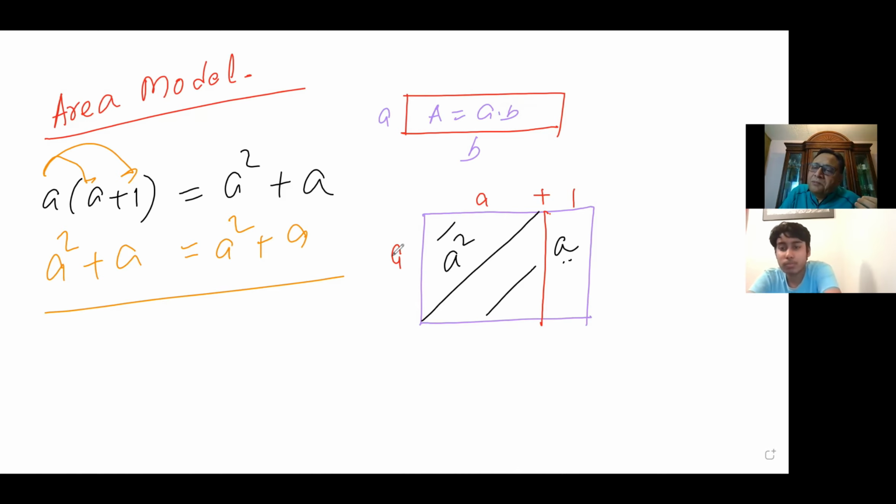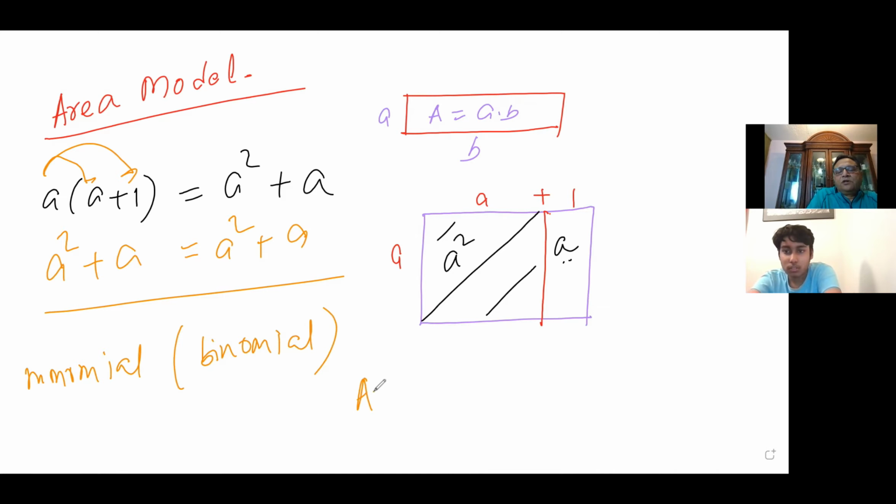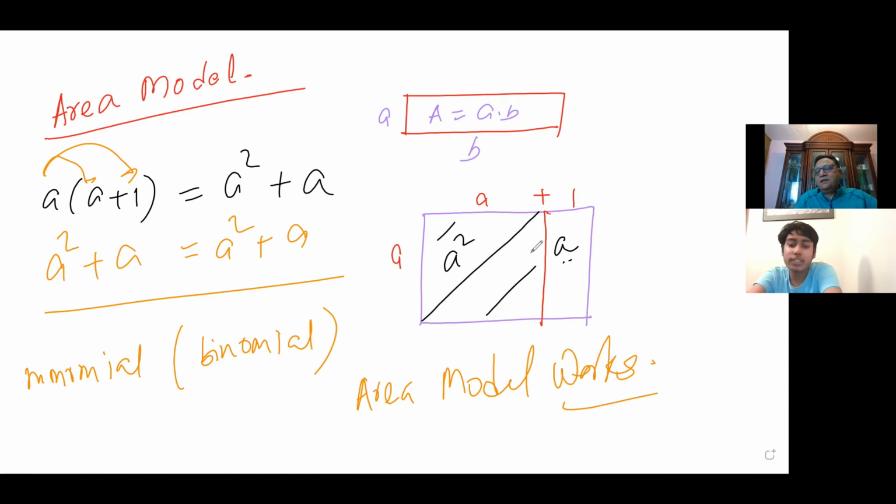So, when we are multiplying in this case, we multiply a monomial with a binomial, right? We see that the area model works. Is that clear to you? Yes, correct, sir. Now let's try with binomials. So let me clear this. This time I want to multiply a plus, let's say, 3 with a plus, let's say, 2.